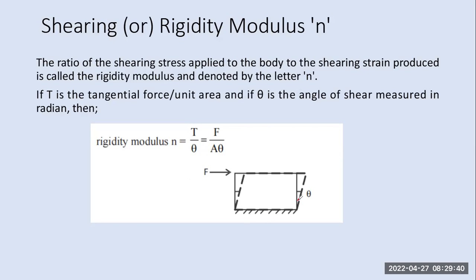Or this is its figure representation. So this is our original shape, this box or rectangle shape, and then when we applied force, it deformed, and then we have the angle of shear. So you apply it to this formula to get the rigidity modulus. And then this force is given, and then the area, the area of our rectangle, and then the theta.